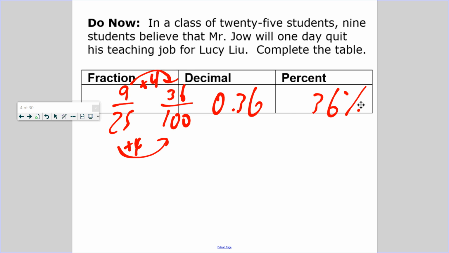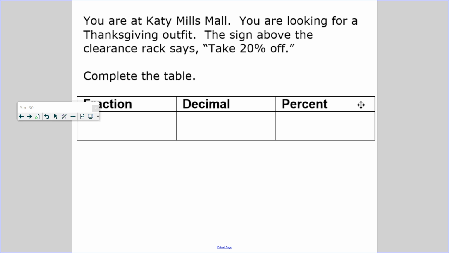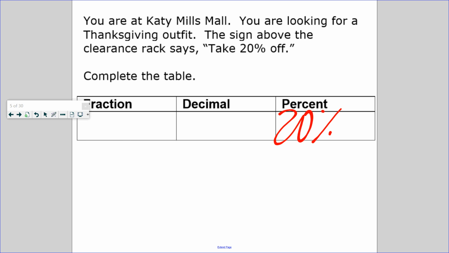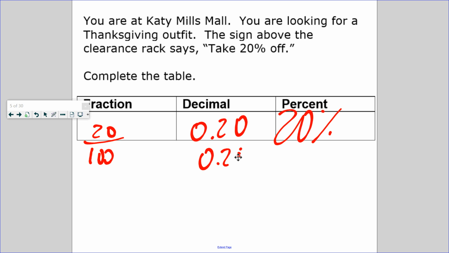You're at the mall. You're looking for a Thanksgiving outfit. The sign above the clearance rack says, take 20% off. Complete the table. So how would you write 20% as a fraction? Well, 20 per 100. And how do you say 20 hundredths as a decimal? Right there, 20 hundredths. Could you simplify this? I could divide by 10 and get 2/10. Then I could divide by 2 and get 1/5. You know what? I should have divided by 20.